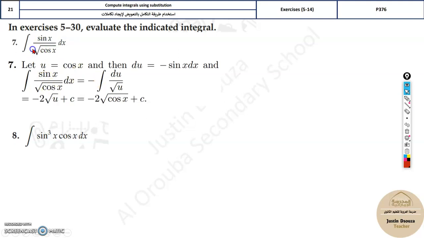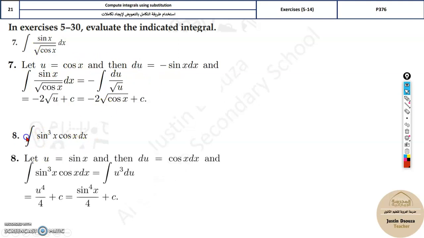Why? Because you know how to solve that. Whereas if it was sine x, if you had taken u divided by root u, there would be very much complication. Though you can solve it, it's better to take u as whatever is inside the square root. So in this case, we take cos as the u value and then derive, substitute and do the same thing.